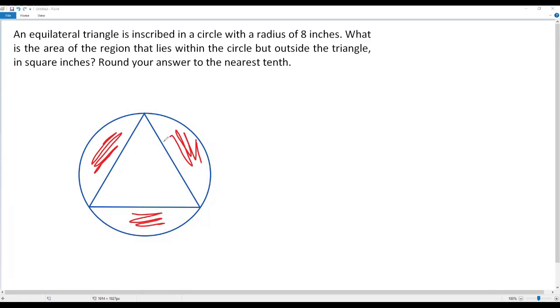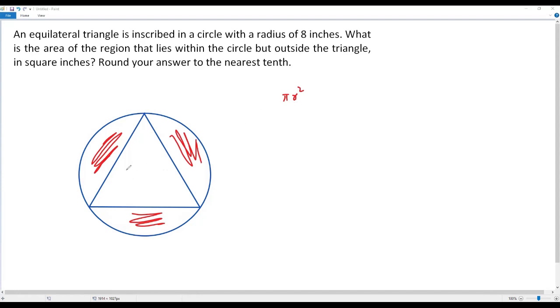So to get the area of this region, I have to find the area of the circle. From the area of the circle, I have to subtract the area of this triangle. We can find the area of the circle using the radius given over here. We know the formula to get the area of a circle, that is pi r square. We can plug in this 8 for r over here and we can get the area of the circle.